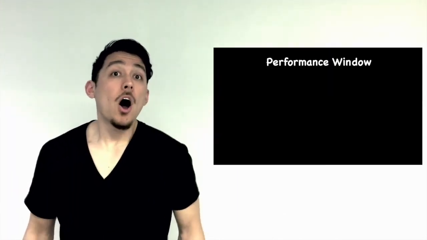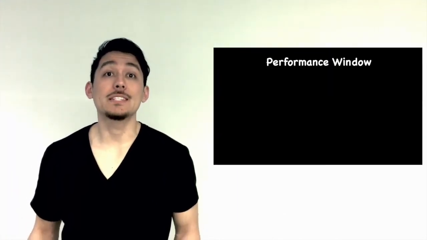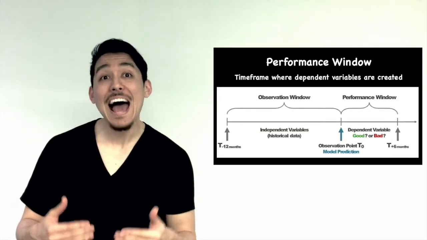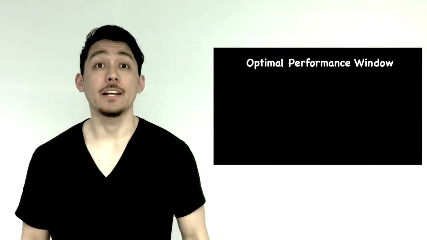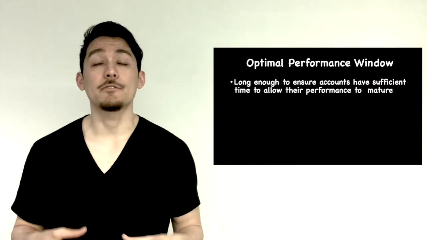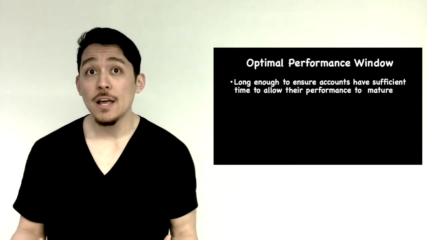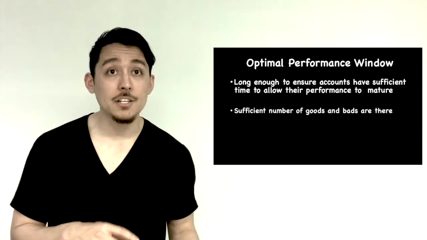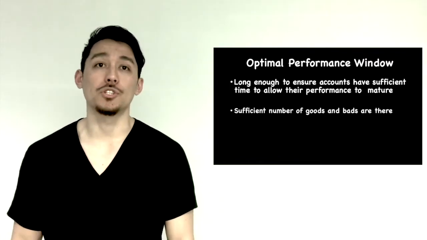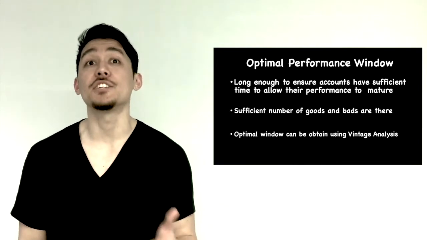Performance windows. On the other hand, the performance window is the time frame where the dependent variables get created. The performance window comes after the observation window. Some factors that we need to consider to pick an optimal performance window include ensuring the length of the window has sufficient time for the account to mature, and that we have enough numbers, positive and negative outcomes, in our sample. One of the most common tools to determine the optimal window is vintage analysis.